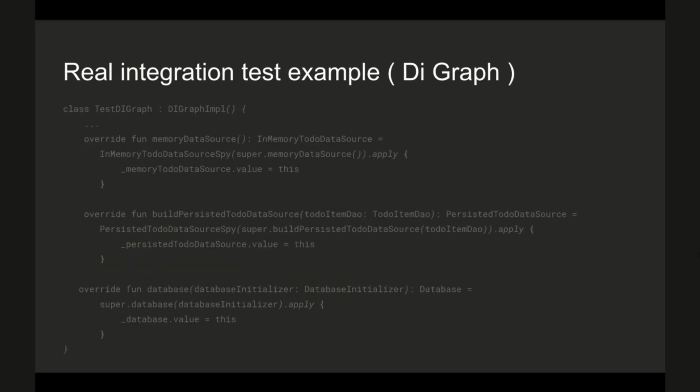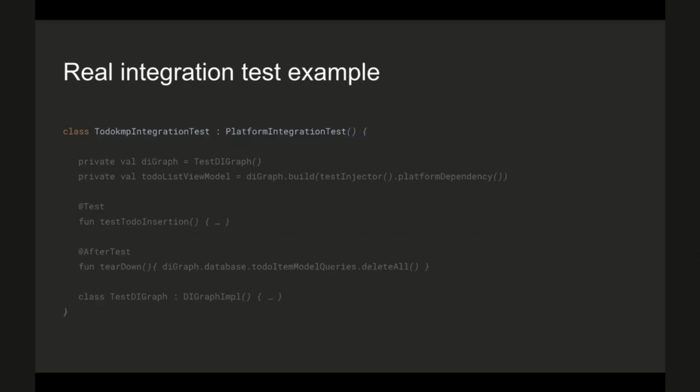So let's have a look at how we extend a DI graph for integration tests for our purposes. What we are doing here is extending the production one, and with respect to it, we are spying on the specific dependency. In this way, we can access it later and check some behavior on it.